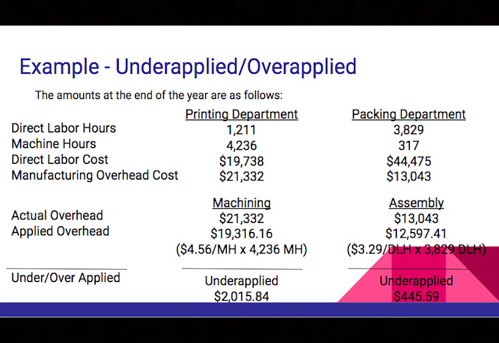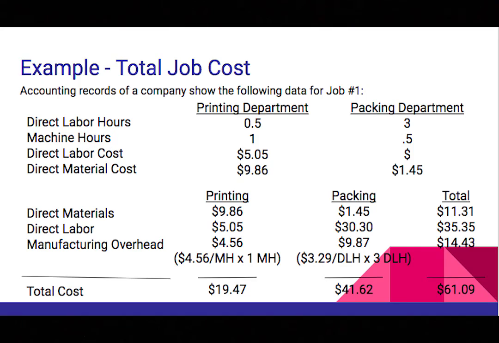You subtract the applied overhead from the actual overhead, and you get the underapplied or overapplied value. For this example, it is underapplied by $2,015.84.